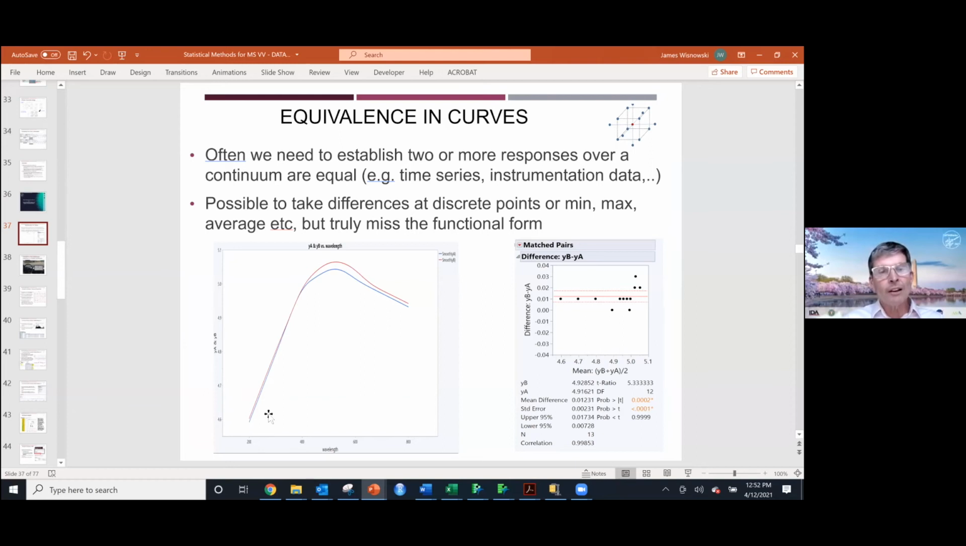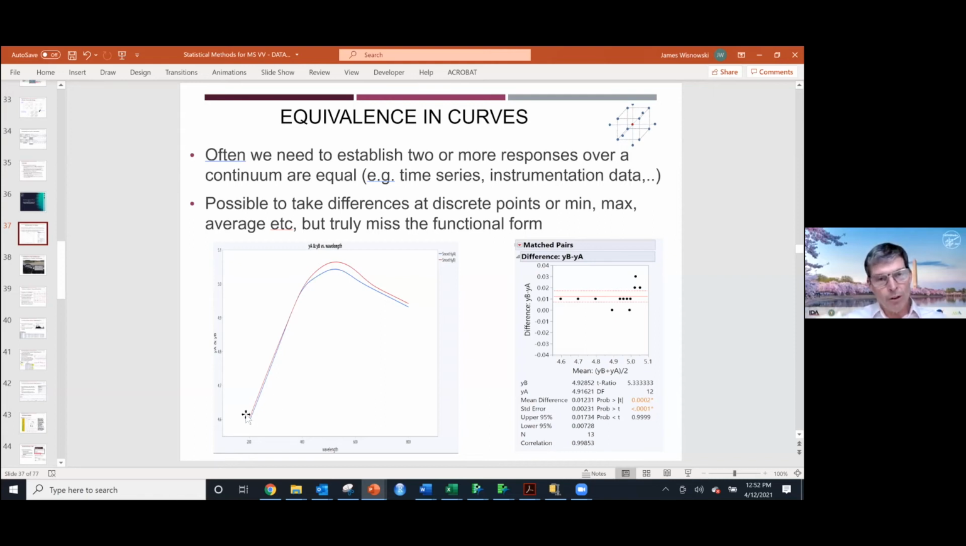So it's not uncommon that we see these types of applications where we're trying to establish equivalence in these two curves. This particular one is an example from the semiconductor industry where we're trying to say, are we getting that, is that max the same or not? That's an easy question, right? If we just look at what's the max delta, we can do that with the two sample t-test that we're just doing now.